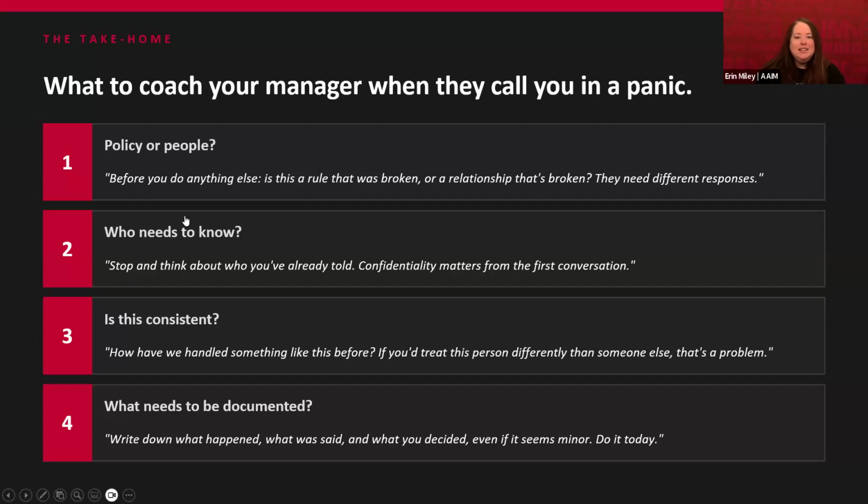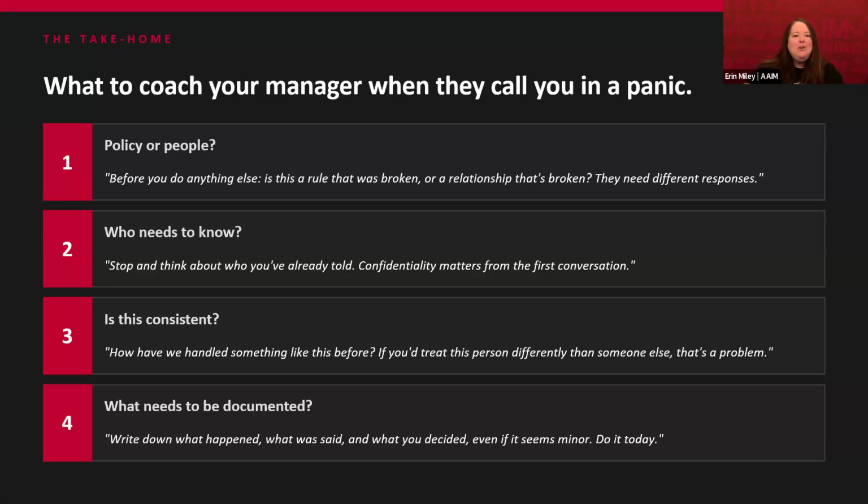Question one, before you do anything else: is this a rule that was broken or a relationship that's broken? This question alone will stop a lot of managers from making a bad first move. They need different responses. Question two, stop and think about who you've already told. Confidentiality matters from the first conversation. Most managers don't think about this until it's too late.